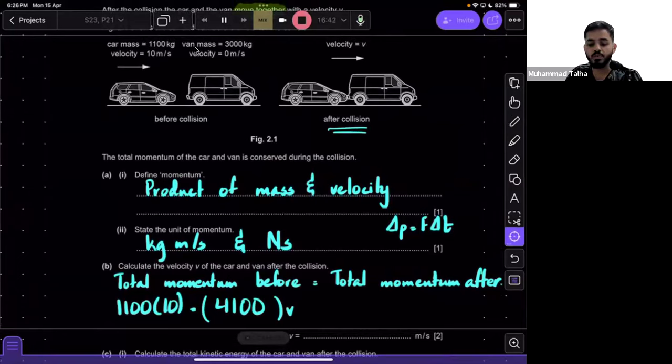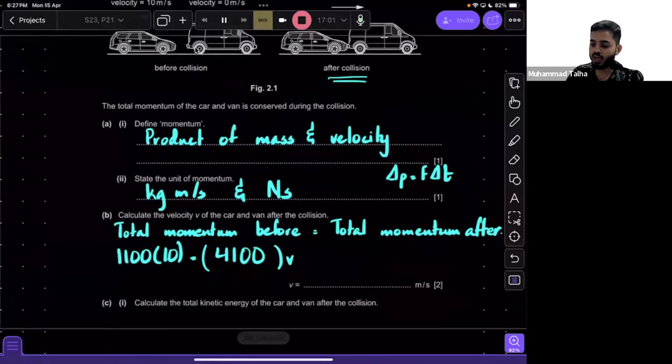All right. So this question was relatively easy because we didn't even have to use the sign convention. It was moving before the collision in directions towards the right, and afterwards it's also moving towards the right. So this was very, very straightforward. So now I just need to calculate this 11,000 over 4100. So this turns out to be 2.6829, 2.68 or 2.7 meters per second, correct to SF.